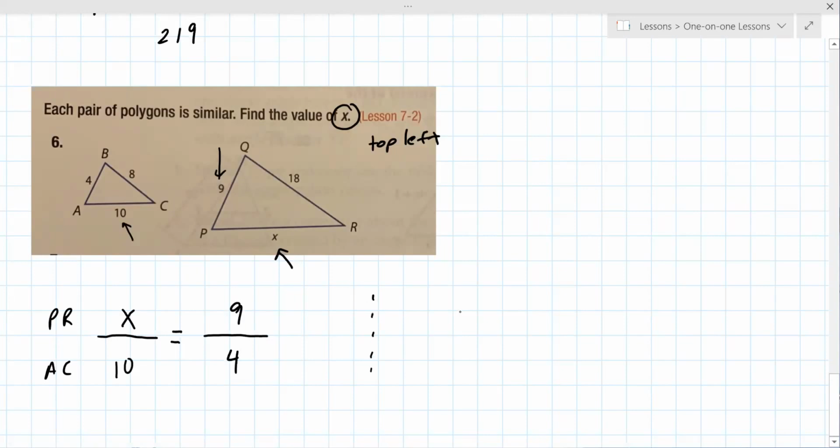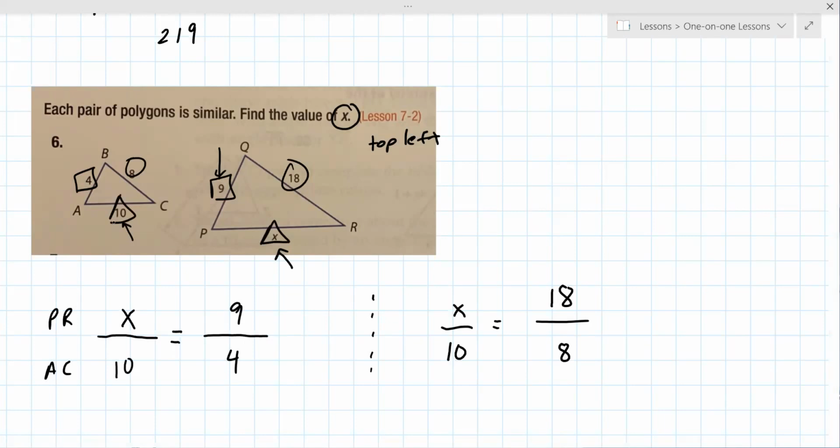Kind of. Okay. So let's just say we said X to 10 again, like we did X and 10. You could choose 18 and 8. 18 and 8 go together. 9 and 4 go together. X and 10 go together. Okay. So once you write the proportion, you can solve it.